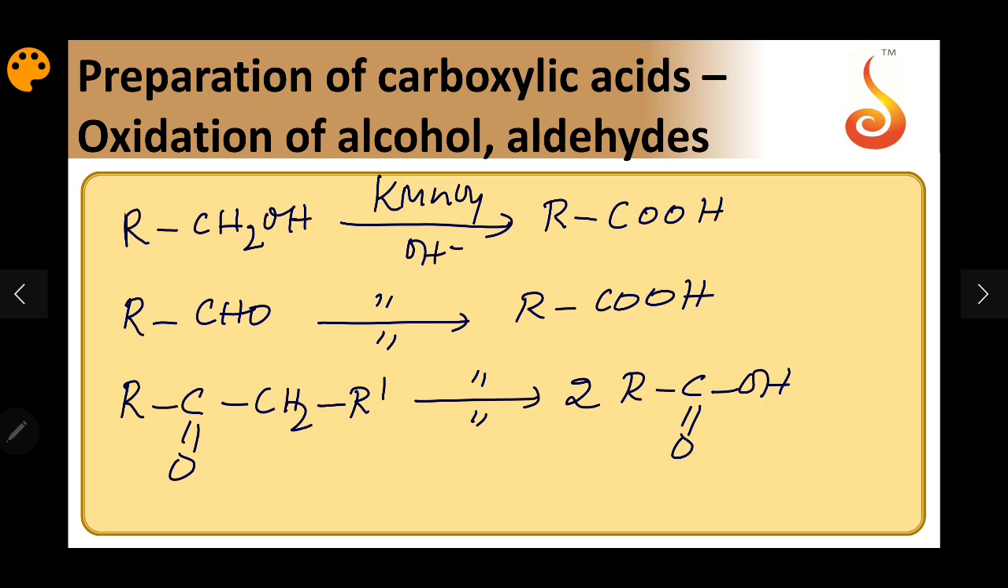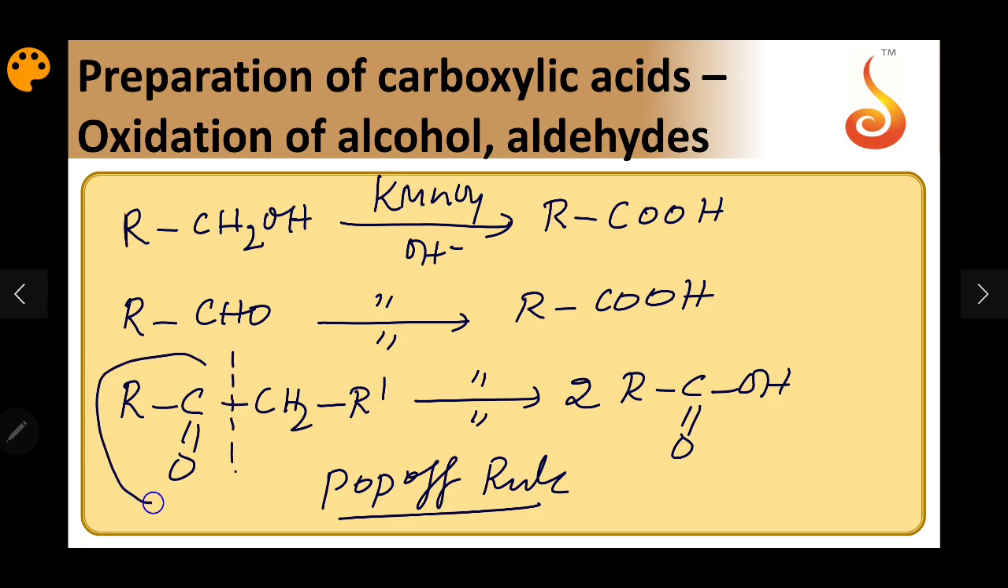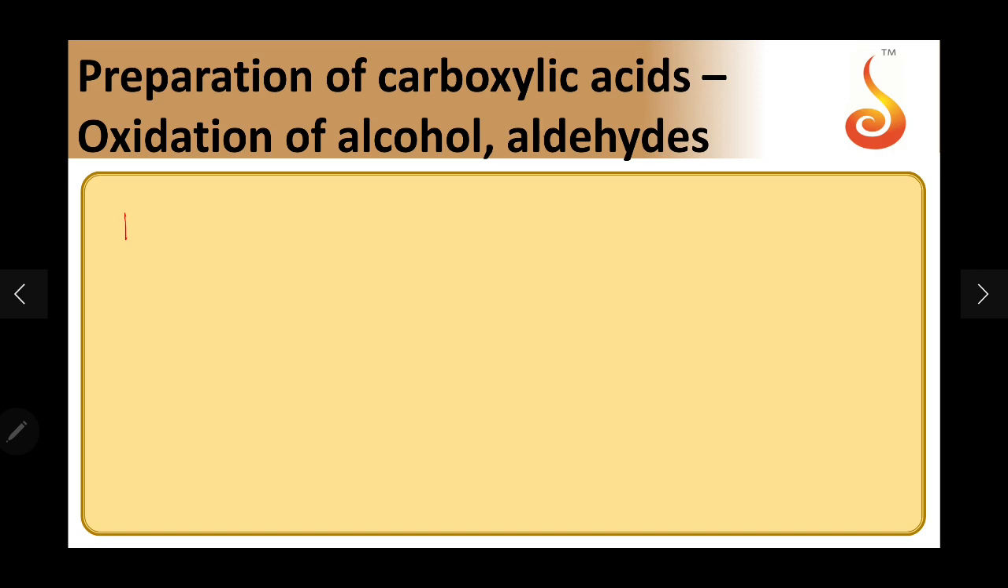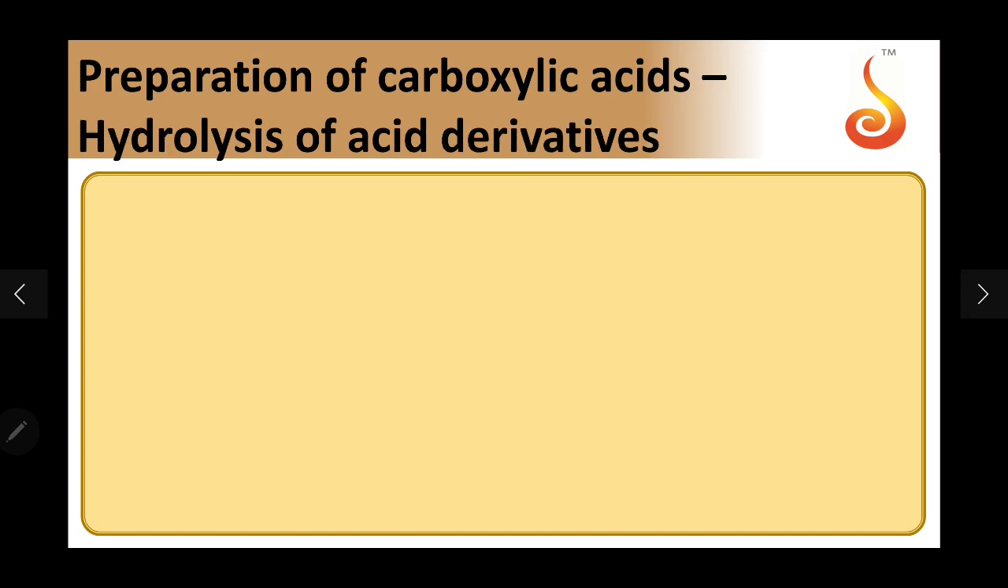So here it follows a rule called Popov rule. What is Popov rule? When the ketone undergoes oxidation, the ketone breaks in such a way that the carbonyl group stays with the smaller alkyl group. So it will break here. This will become one carboxylic acid group. This will become another carboxylic acid. So alcohols and aldehydes or ketones can be oxidized to the corresponding carboxylic acid.